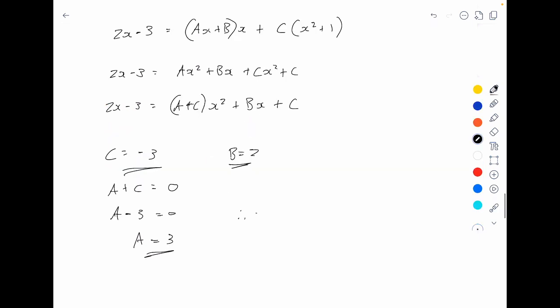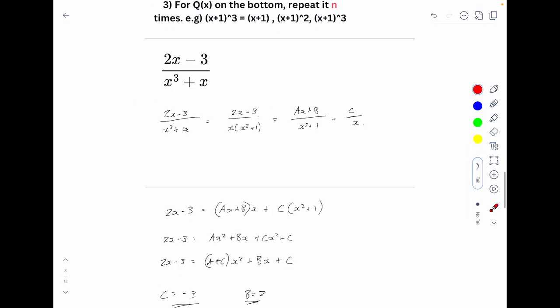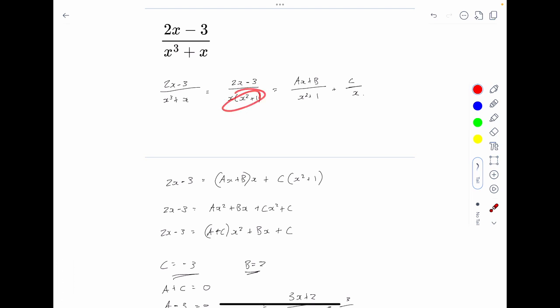Therefore, what do we get? 3x plus 2 over x squared plus 1, minus 3 over x. And that's your final answer. Again, this is all because we had an irreducible quadratic factor.